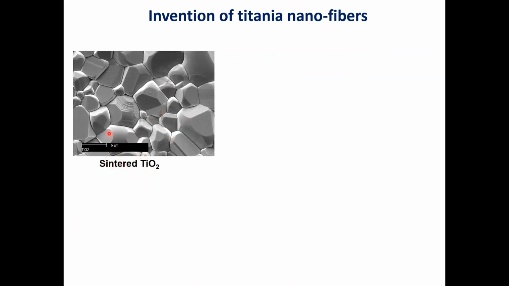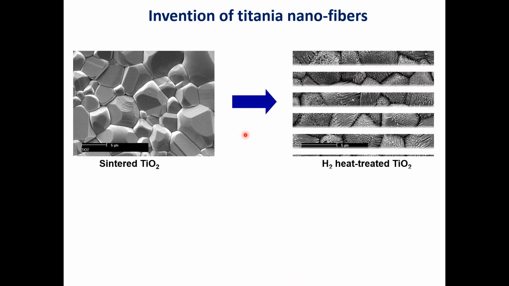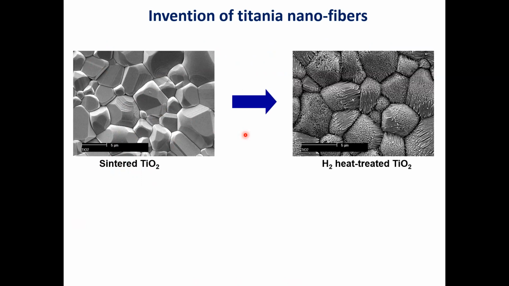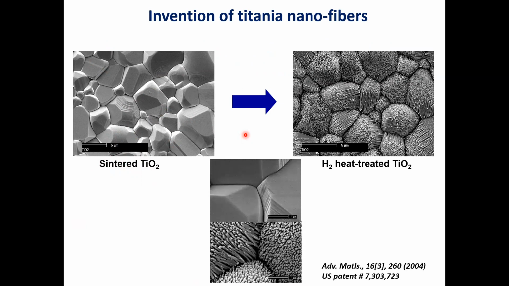It's a well-sintered TiO2 rutile structure, which was then exposed to a hydrogen-nitrogen gas mixture at around 700 degrees C. And this structure actually turned into this. You can see on the surface, it's a nanofibrillar structure.